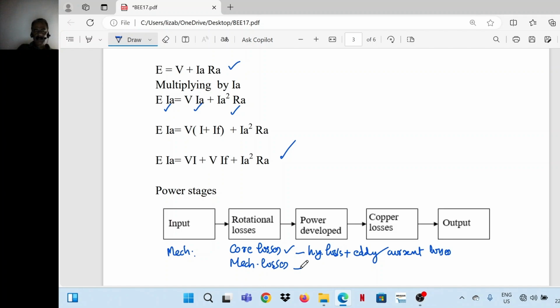Then mechanical losses, that is friction plus windage. Frictional losses, friction plus windage. Friction means there are two frictional losses in this case, that is bearing friction and brush friction.